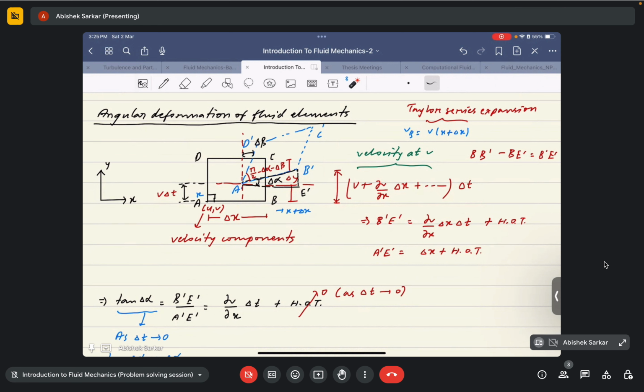Okay, similarly the displacement A E dash. Since the fluid has deformed after some time delta t, the length along the x direction has also changed.